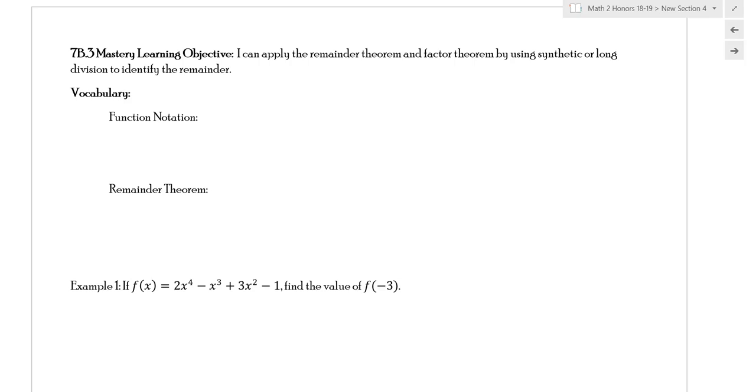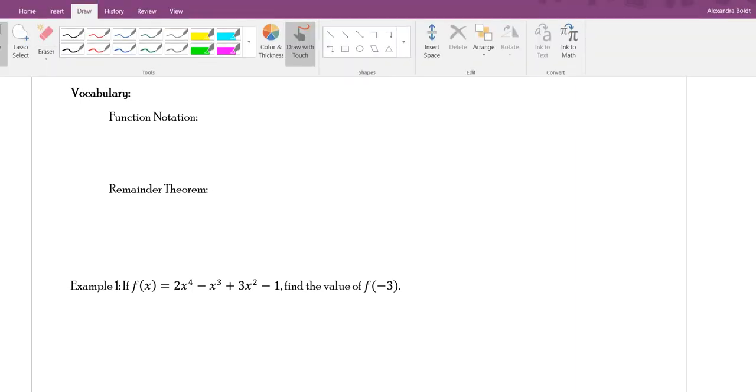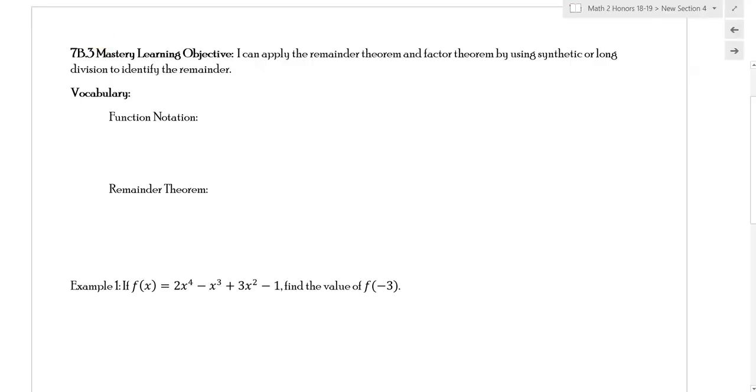Alright, we're now looking at 7B.3, and in 7B.3, we're going to be using our division for two different things: both the remainder theorem and the factor theorem. Both of these use function notation. Function notation is a way of writing equations as what we call a function, and a function has an input and an output. So function notation is when you see it written like this.